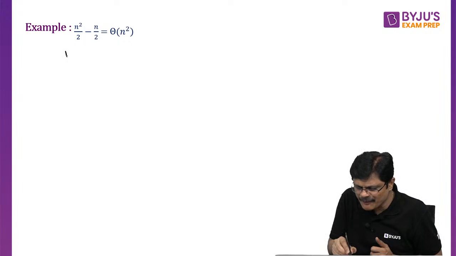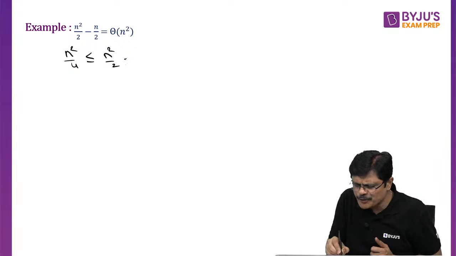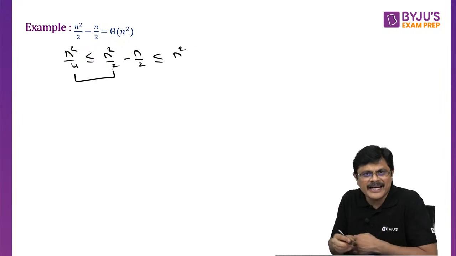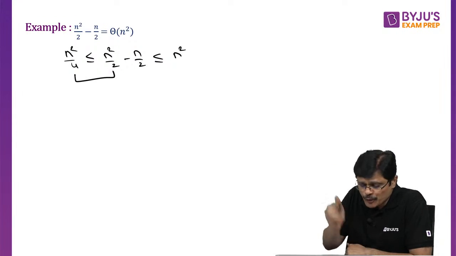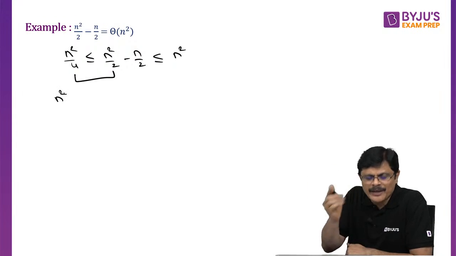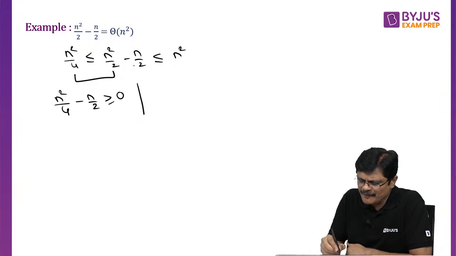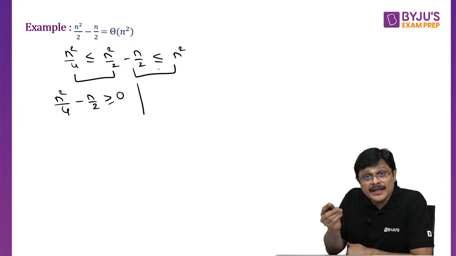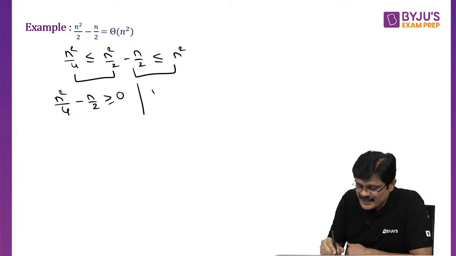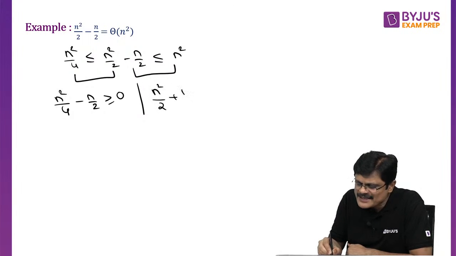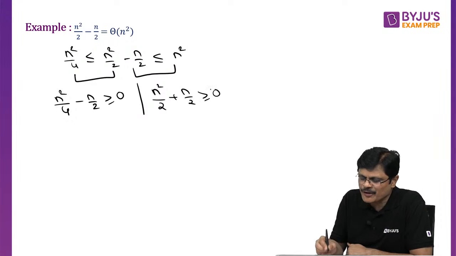Therefore, here it is 1 by 4 n square, that is n square by 4, less than or equal to n square by 2 minus n by 2, less than or equal to n square. So if you solve the left hand side part, what happens? I take n square by 4 to the other side. It is n square by 2 minus n square by 4, which is n square by 4 minus n by 2, greater than or equal to 0. And if you take the right hand side part, here you take n square by 2 to the other side, therefore it is n square minus n square by 2, which is n square by 2 plus n by 2, which should be greater than or equal to 0.